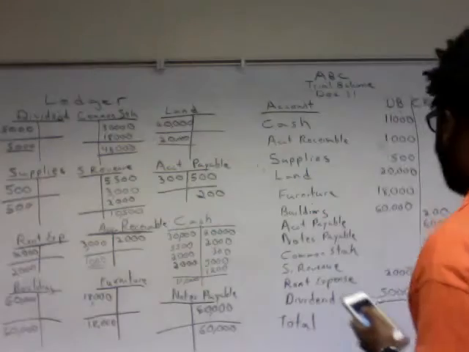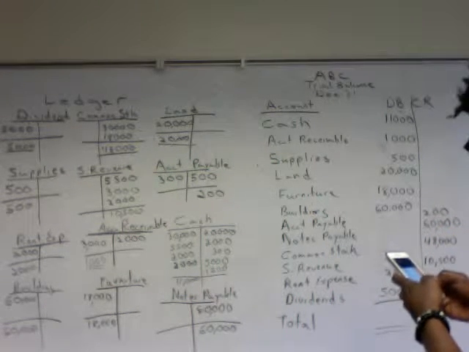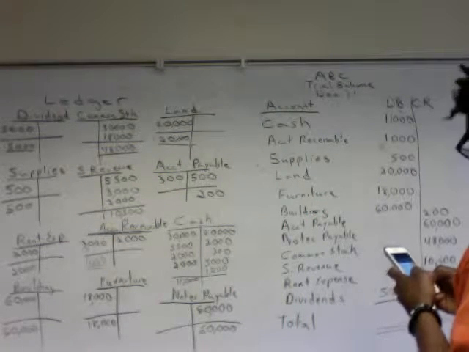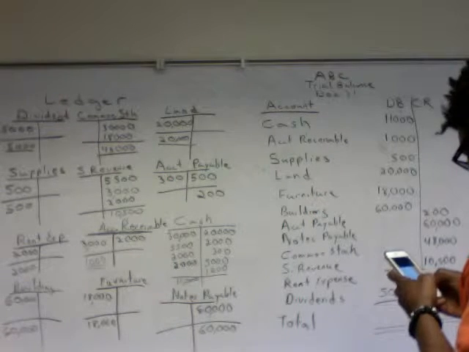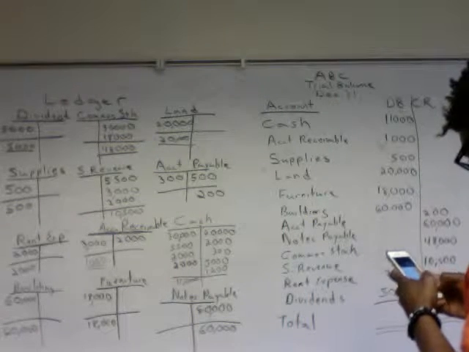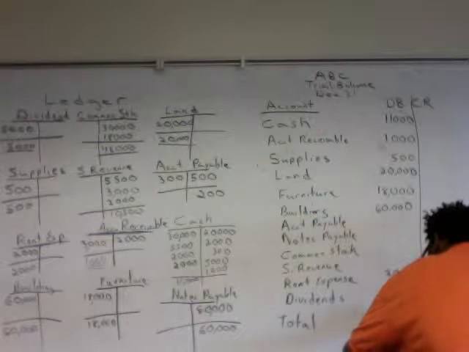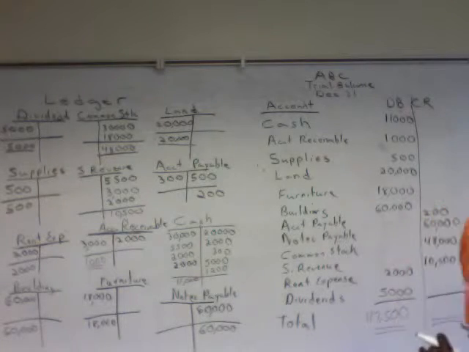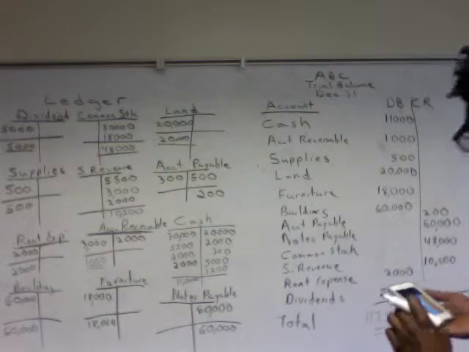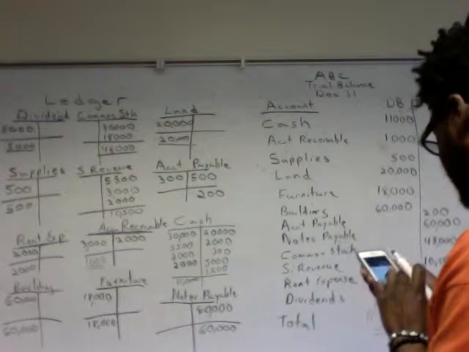So I'm going to add up the debit side, $11,000 plus $1,000 plus $500 plus $20,000 plus $18,000 plus $60,000 plus $2,000 plus $5,000. And I have $117,500. Now, I'm going to go ahead and take a chance before I recalculate it to make sure I made a mistake or not. I'm going to just go ahead and add the credit side. Because if they balance, I know that I did it right.